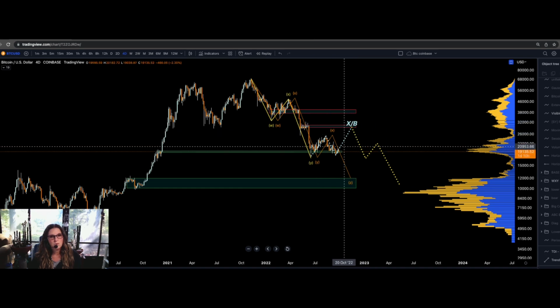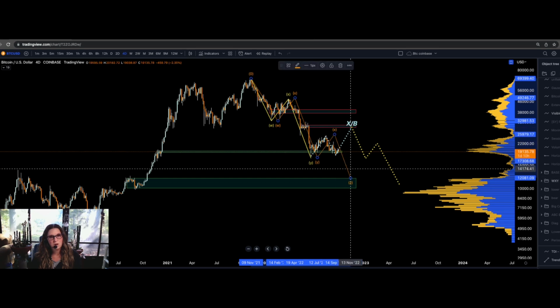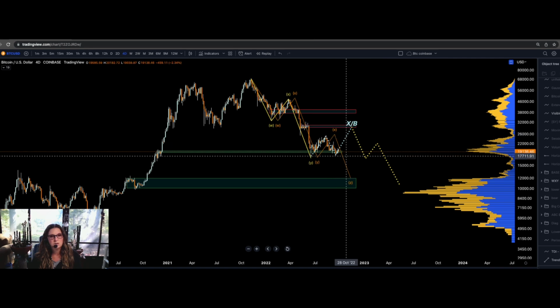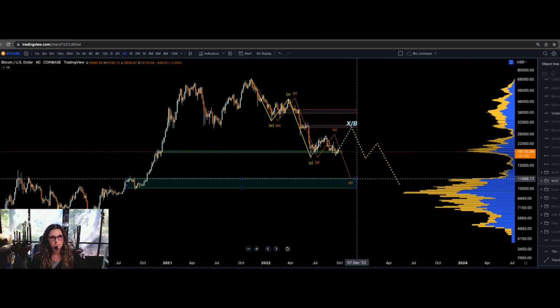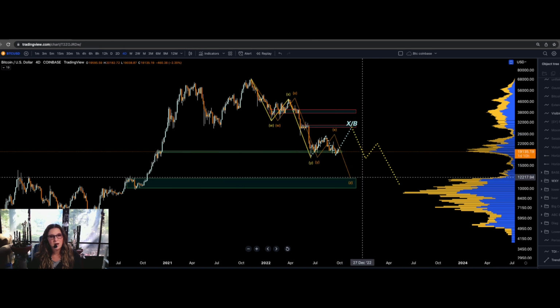If we do not rally and we roll over here, we will assume that this is an X wave and that we're coming down for a Z wave. We would need to come down in a 3-wave move. If we come down in the Z wave, my bias is that approximately 12,000 would hold the Z wave.